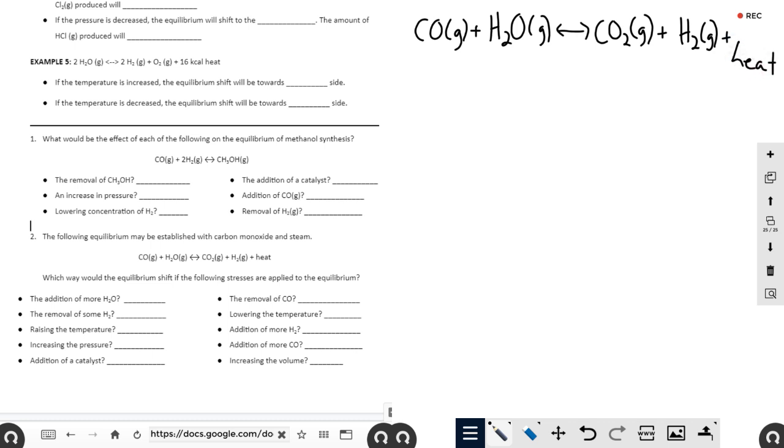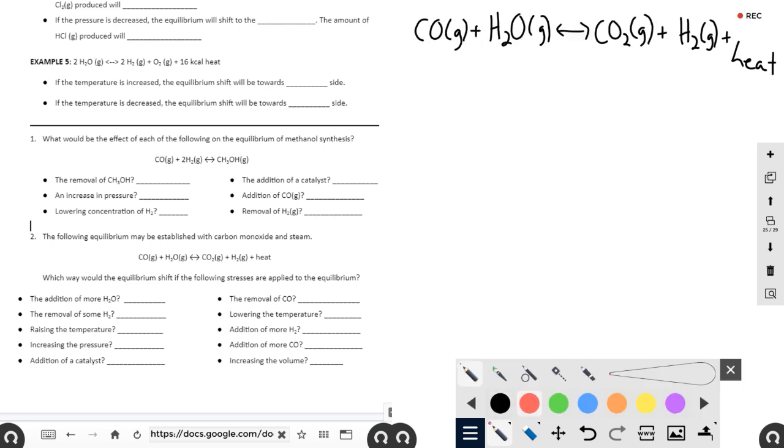Also, if we change concentration, we're not going to be changing the concentration of solids, right? We're going to change aqueous, all right? So there's a lot of things to think about, but let's get right to this one, okay?